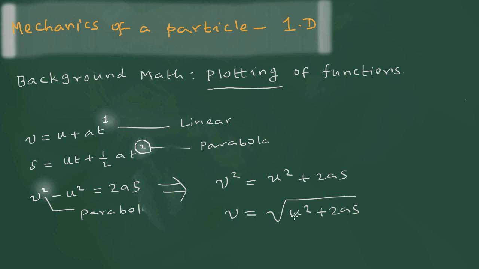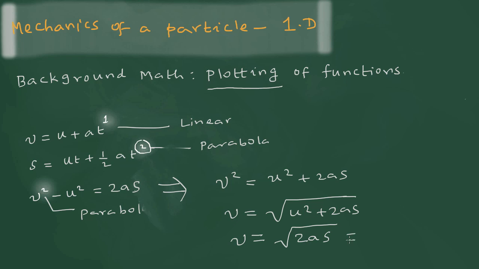Now this u is the initial velocity. Suppose the initial velocity is 0. In many cases that is the situation. Suppose you are going to drop a ball. When I am dropping a ball from the terrace, the initial velocity is 0, therefore u is 0. When u is 0, this is actually 2 into a into s. So the velocity is square root of s.